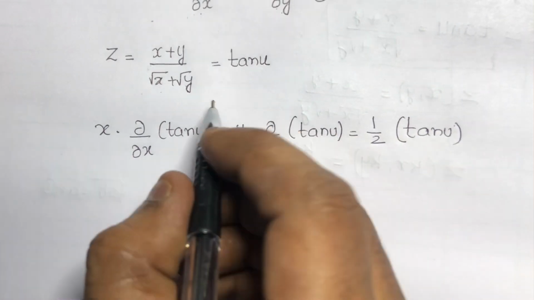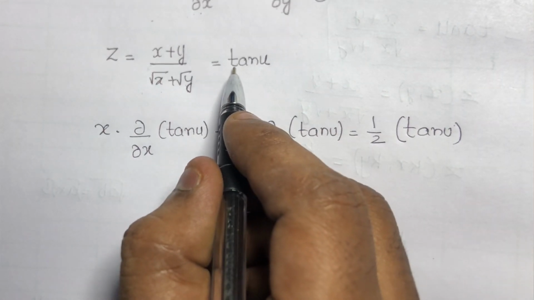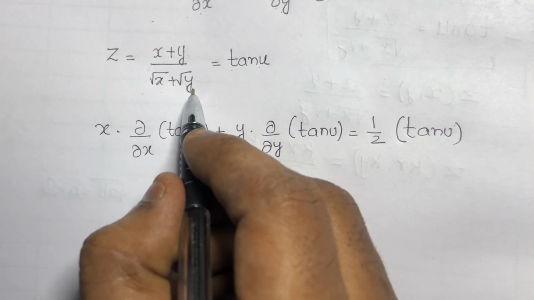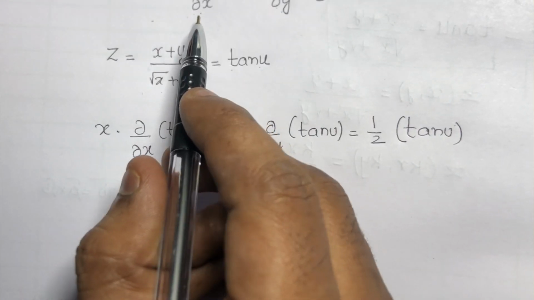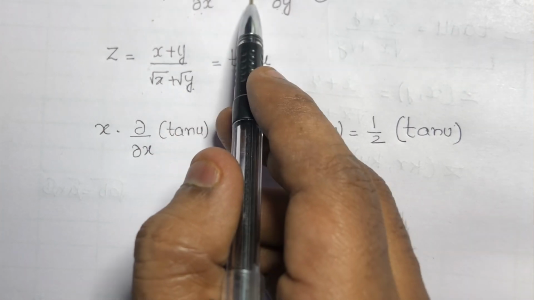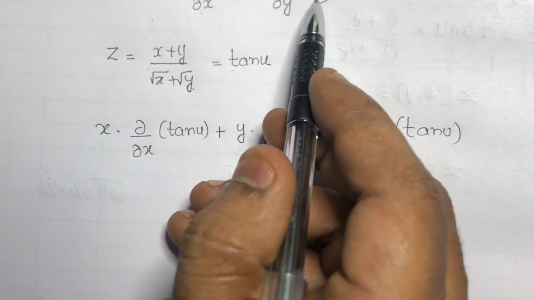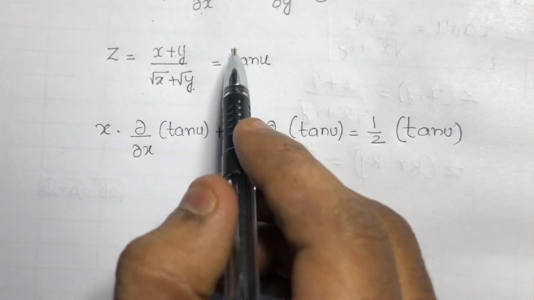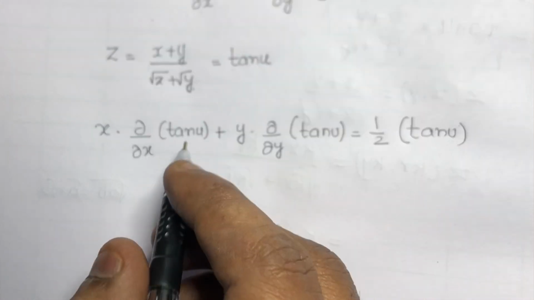At the starting of the question we defined tan u as x plus y by under root x plus under root y. So according to Euler's theorem, x into ∂z/∂x plus y into ∂z/∂y is equal to nz. Here z is tan u, so simply substitute tan u in place of z, and we get this equation.